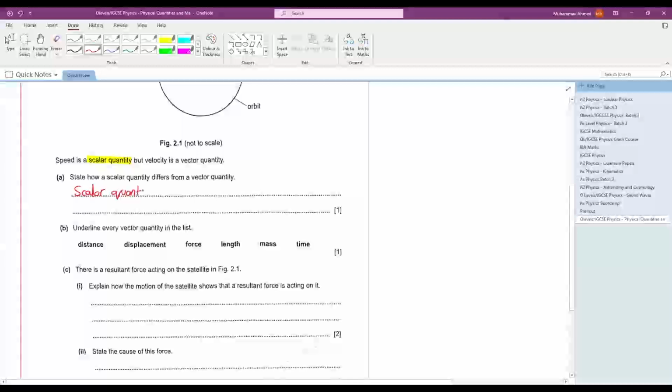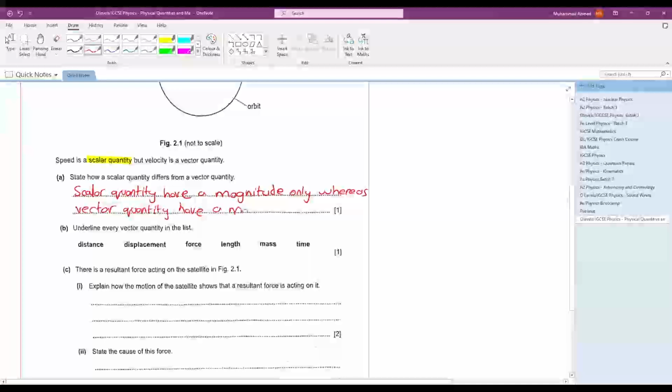Scalar quantities have a magnitude only, whereas vector quantities have a magnitude and direction. Simple. Let's further move ahead.